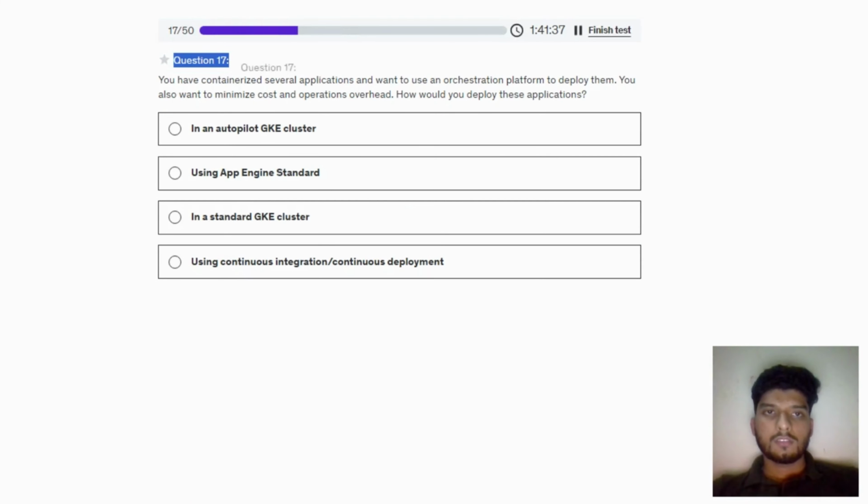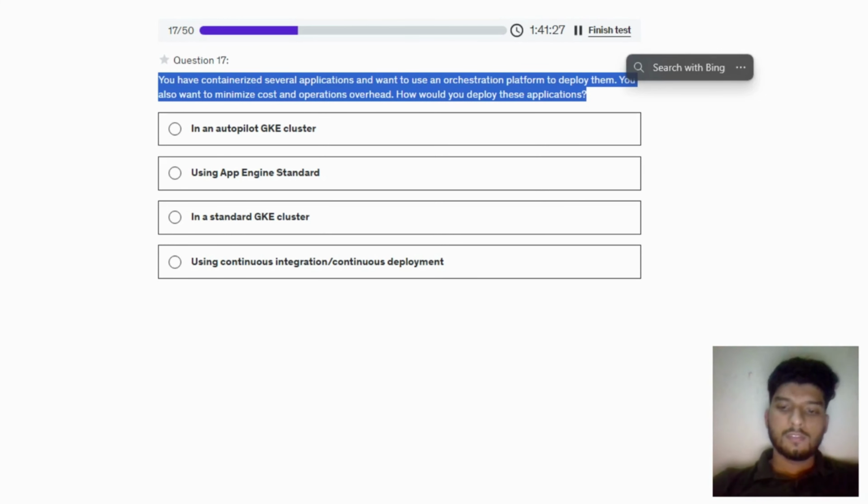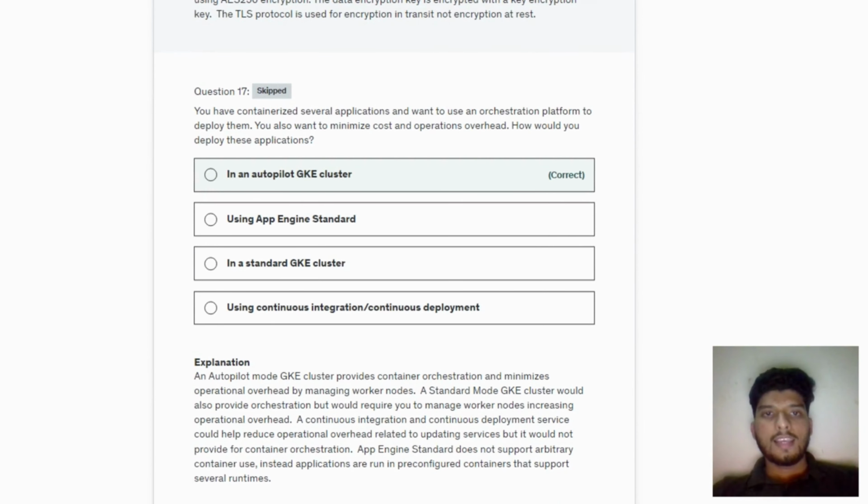And the question 17 is, the right answer is in an Autopilot GKE cluster. And here is the explanation.